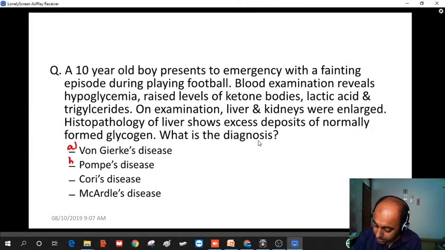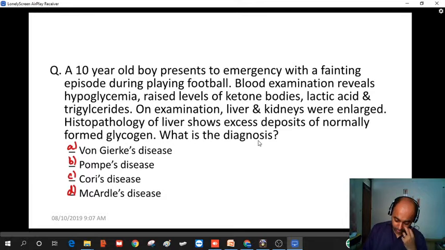Clinical case, let's see how many of you can give me the answer. I'll quickly read it out. A 10-year-old boy presents to emergency with a fainting episode during playing football. So the important thing is the fainting episode. Blood examination reveals hypoglycemia, raised levels of ketone body, lactic acid and triglycerides. On examination, liver and kidney were enlarged. Histopathology of liver shows excess deposit of normally formed glycogen.